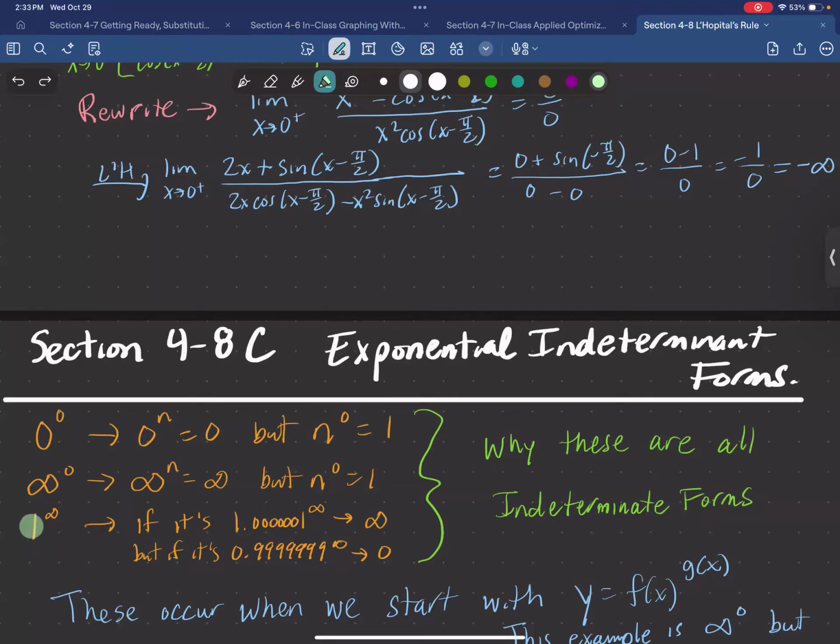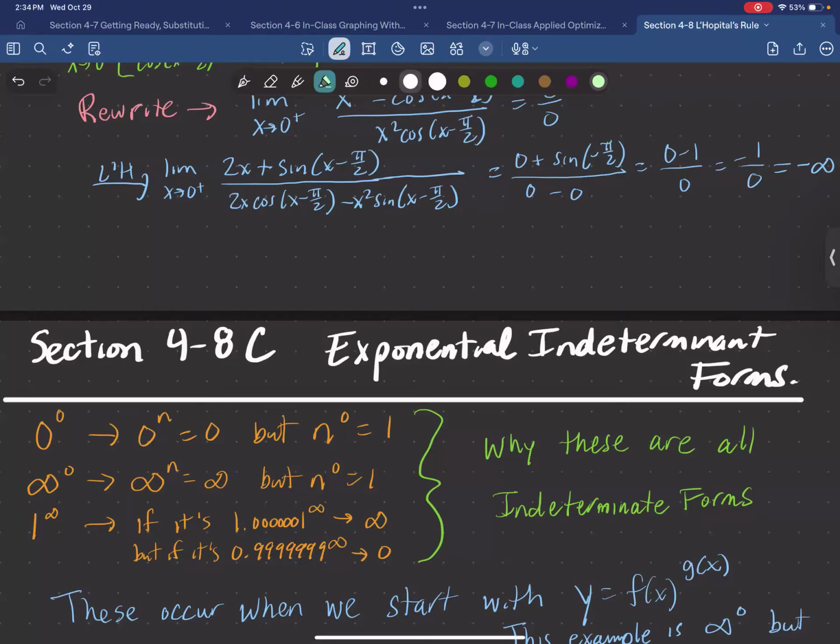It's the limit as something approaches 1. So it means we're either coming in from the right of 1, having 1.000000001, but as that goes to infinity, the whole thing goes to infinity. And if we're coming in from the left side, 0.999999999 to the infinity, that eventually drops down to 0.